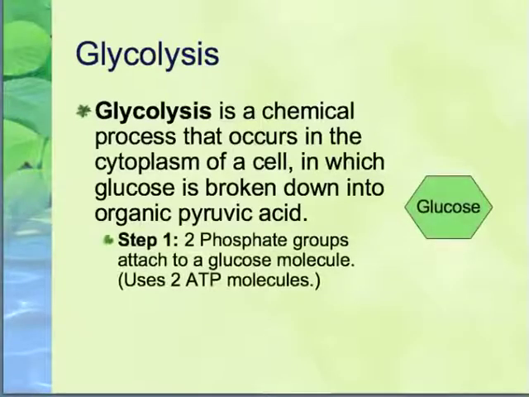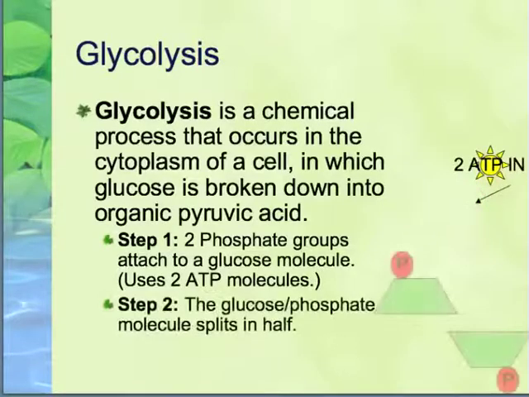Now, here's how it happens. Two phosphate groups will come along and attach themselves to a glucose molecule. Now, to do this, we're going to need to use some energy, okay? So what happens here is that we have to spend energy to get energy, just like people often say you have to spend money to make money. This is a similar process. Two phosphate groups attach to the glucose molecule using two ATP molecules, and they rip the molecules apart, creating two pyruvic acid molecules.